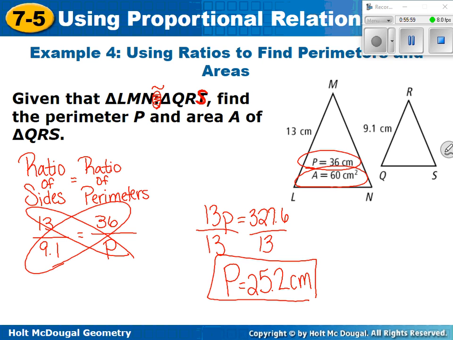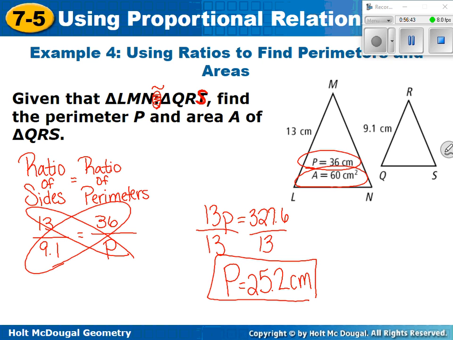So now we're going to do the areas. But the rule is that the ratio of the areas are not equal to the ratio of the sides, but they are equal to the ratio of the sides what? Squared. The ratio of the areas will equal the ratio of the sides squared. So we'll start with your areas. What's the area of the first triangle? Careful, area. Area, 60.